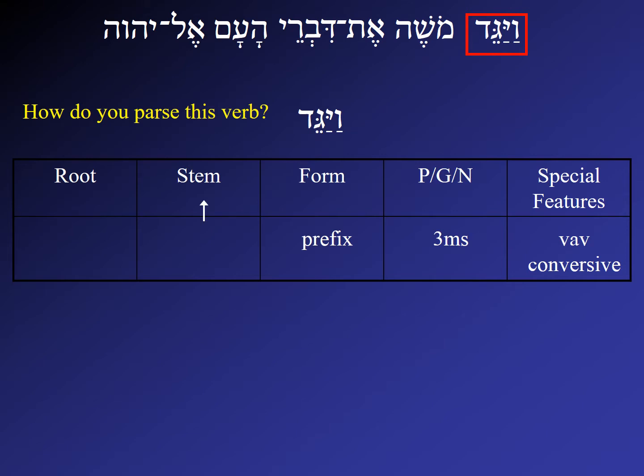The other thing we can tell already at this point is what the stem is. Here you have a prefix with a patach under it. This is the marker of the Hifil. The only question remaining is the root. Of course, we only have two root letters left, but we have a dagesh in this gimel, and that is the indicator of an assimilated nun. So our root here is nagad. So this is Hifil prefix, third masculine singular vav conversive of nagad, which means he announced, or and he announced.